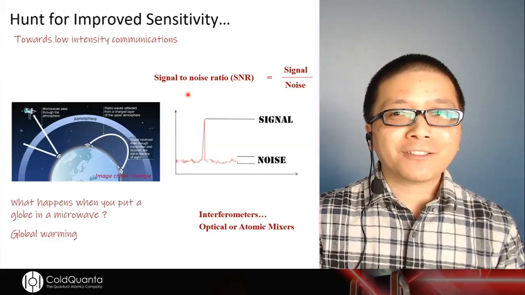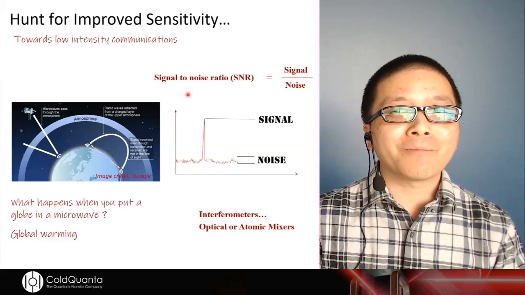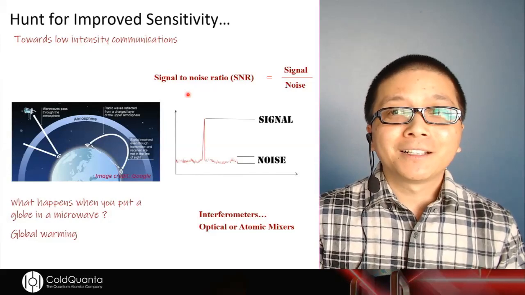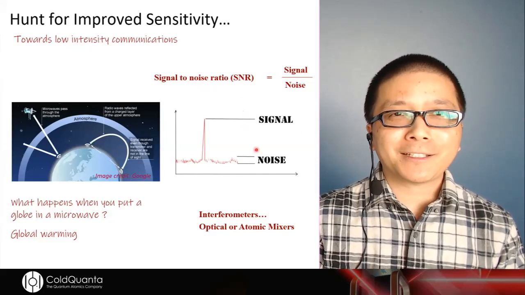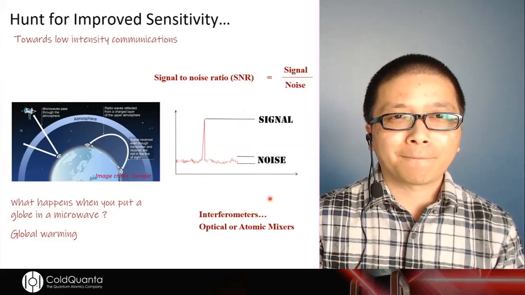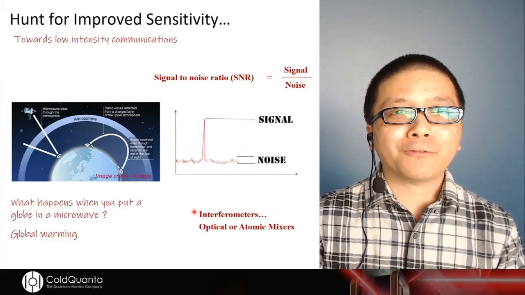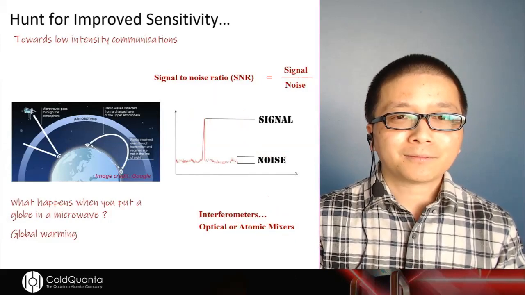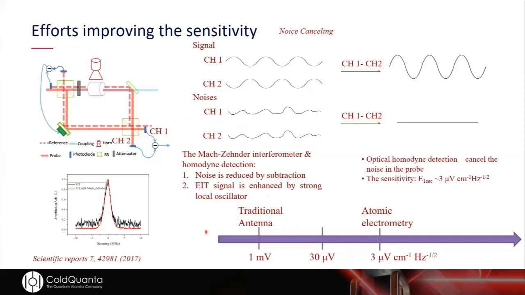People are searching for ways to improve the sensitivity of microwave sensing measurement. The main idea is to increase the signal-to-noise ratio of the spectroscopy. We can use interferometers, optical or atomic mixers. One idea is to use a Mach-Zehnder interferometer with homodyne detection. The setup is shown in this figure.